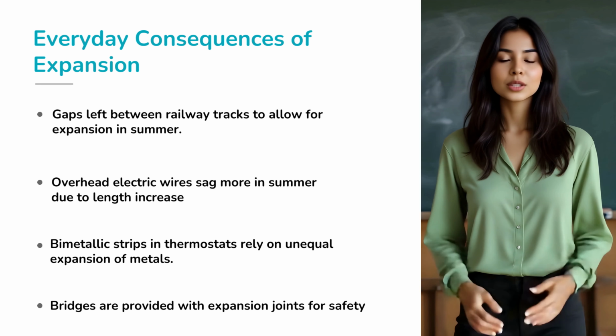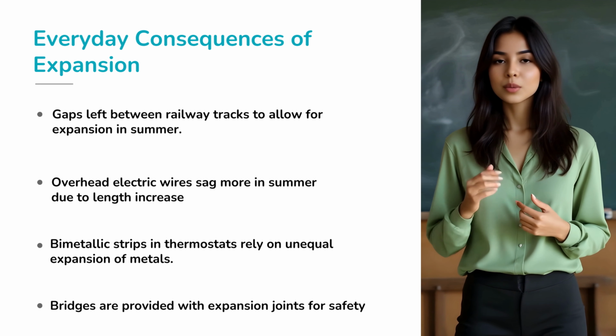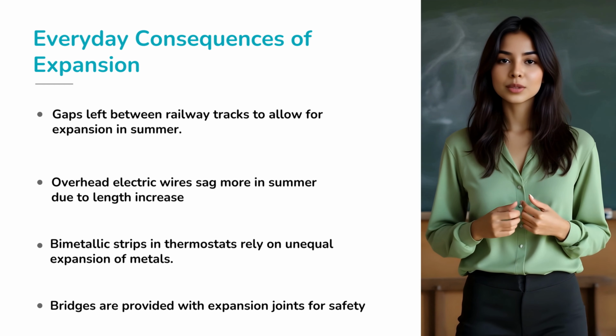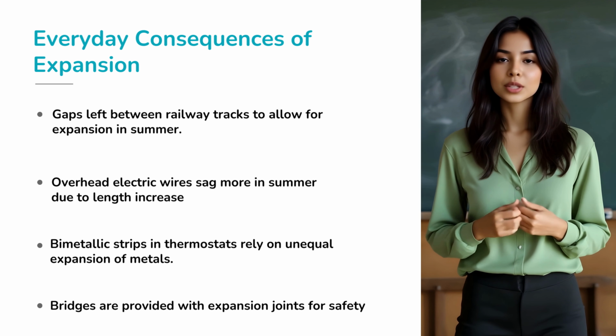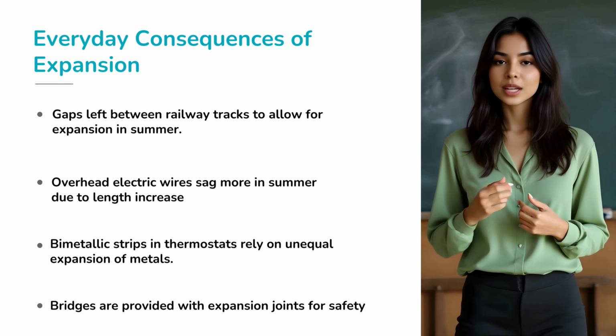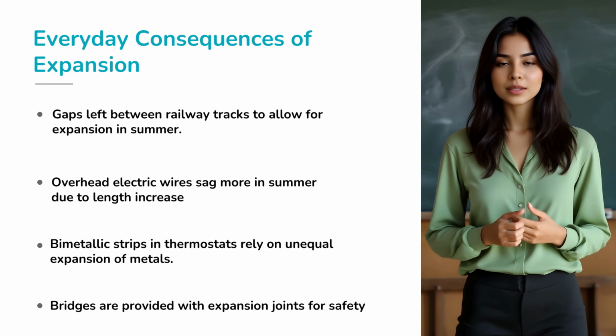Thermal expansion is not just theory. It affects our daily lives in powerful ways. Railway engineers leave small gaps between tracks. Without them, tracks would bend and buckle in summer heat. Similarly, overhead electric wires sag more in hot weather because their length increases.